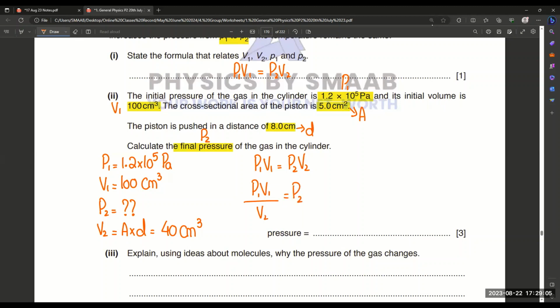You will get the answer 300,000. Since the question is for 3 marks, try to write an answer like this, when we have only zeros, in standard scientific form. So 3 times 10 to the power of 5 pascals.